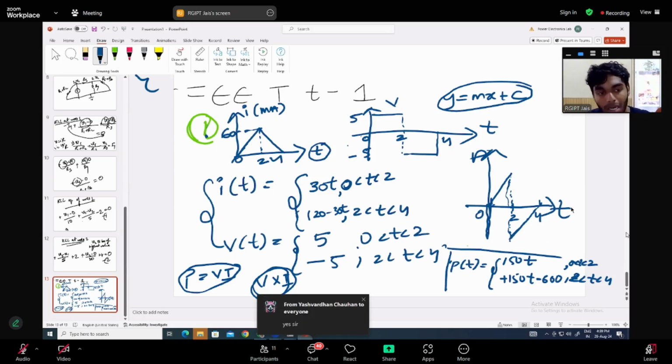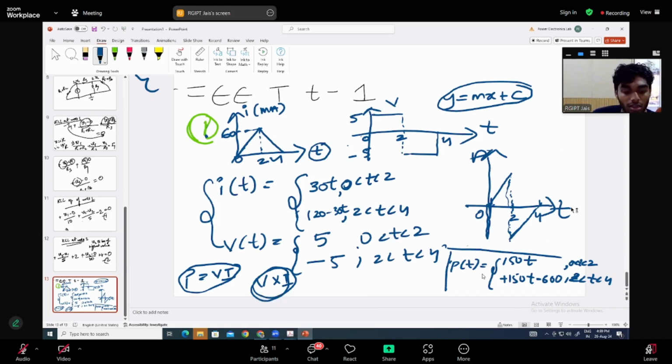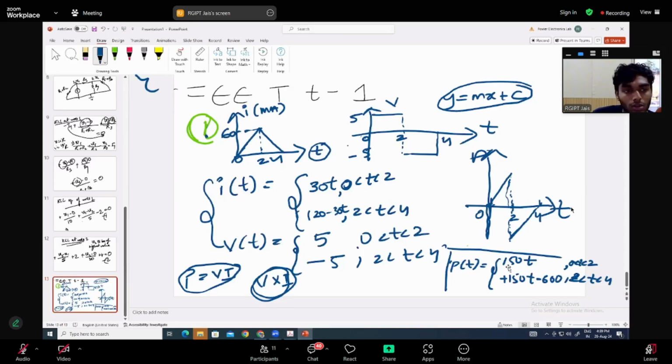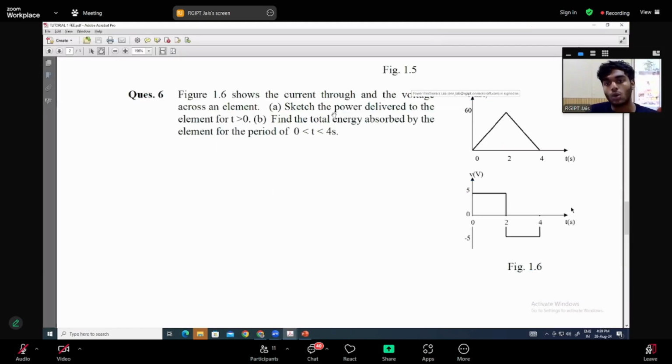Once we go back to the question, note this graph down and this equation so that you will easily be able to solve this question again. Okay, I'm going to sketch the power delivered to the element for t greater than 0. So we have sketched the power for this. This is clear. Now going on to find the total energy absorbed by the element for the period. So now see, what is energy for this power and time graph? How can you calculate energy from a power and time graph? Anyone in the chat, please.